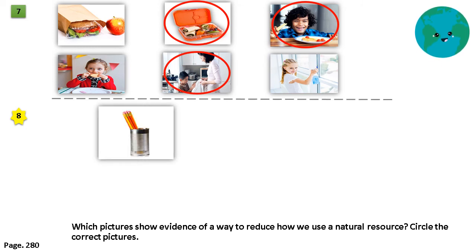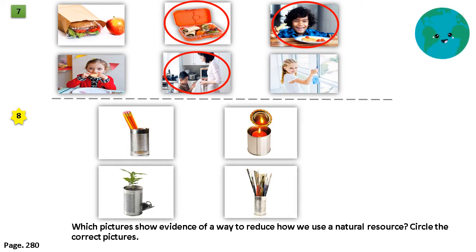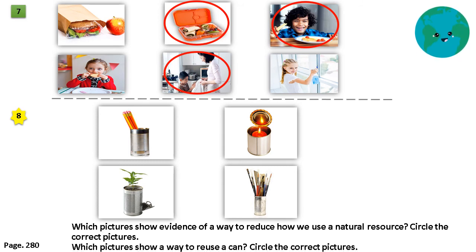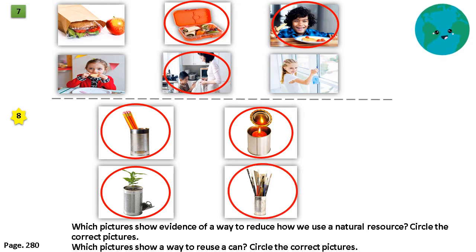Now we'll move on to solve part 8. And here our question is, which pictures show a way to reuse a can? Circle the correct pictures. So, what do you think about that? Excellent job! Let's circle all of the 4 pictures. So, cans have many sizes and shapes and can be used to hold different objects. For example, a can can become a pencil holder, a candle holder, a pot for plants, and paintbrushes holder.